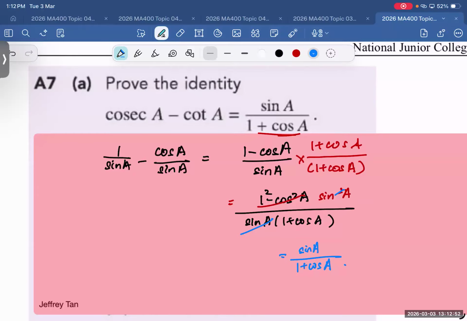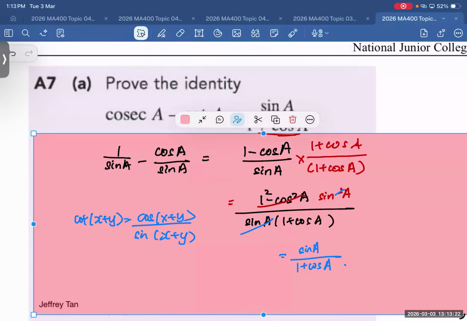1 over tangent of x plus y is the same as cosine of x plus y over sine of x plus y. So cotangent of x plus y is the same as cosine x plus y over sine x plus y. I believe you are referring to one of the questions in the practice set. I did it this way.